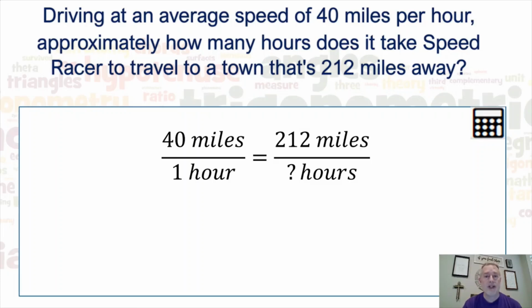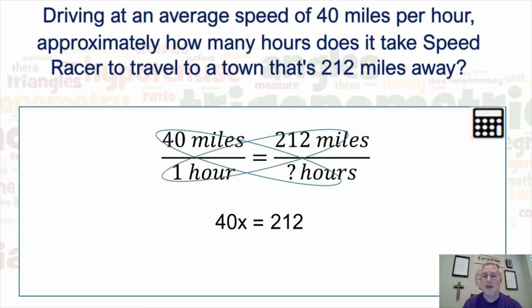How do we solve a ratio? Well, we want to cross multiply. The first thing I'm going to do is take this 40 miles and multiply it by my unknown hours. I don't know what that is, so I just called it X. We're going to set that equal to cross multiplying the other direction. 212 miles times an hour is 212. So here's where I use my calculator. To solve this, I'm going to divide both sides by 40 to get the X all by itself. So when I type 212 divided by 40 in my calculator, I figured out that it's going to take Speed Racer about 5.3 hours to travel to that next town.